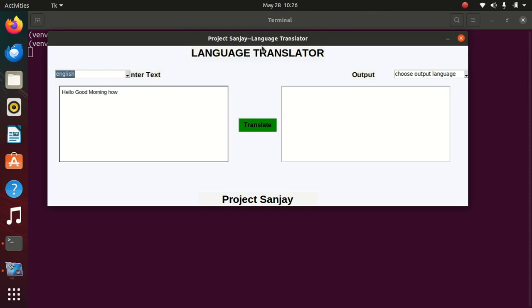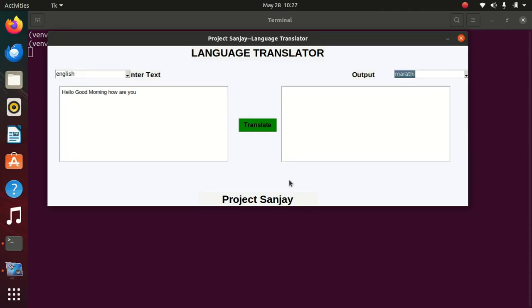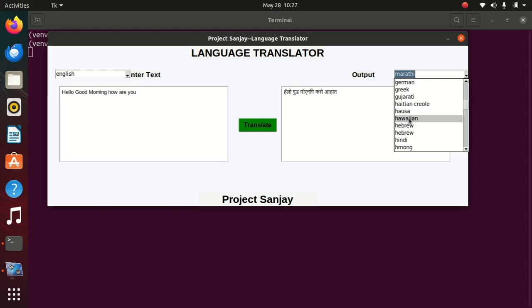How are you? I need to convert it in Marathi. Okay. Yes, hello, good morning, कसे आहात? Now I will convert it in Hindi. यस नमस्कार, सुप्रभात, आप कैसे हैं?